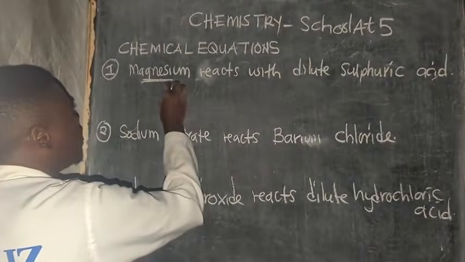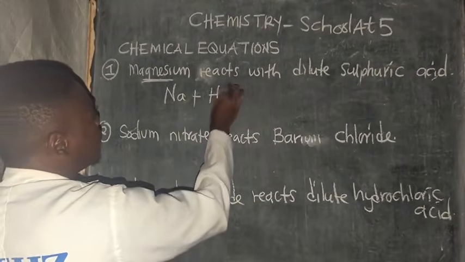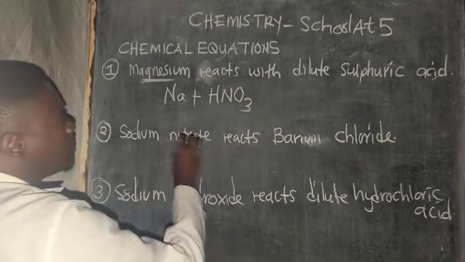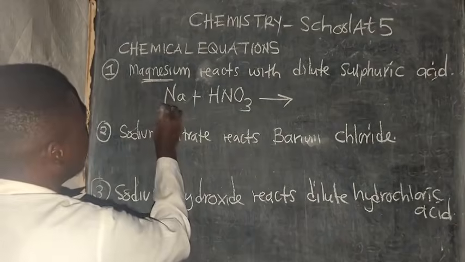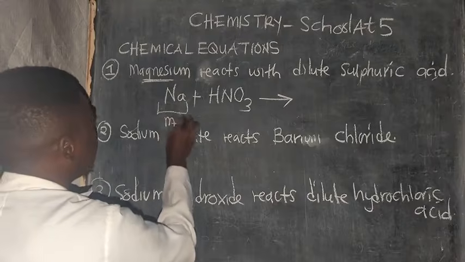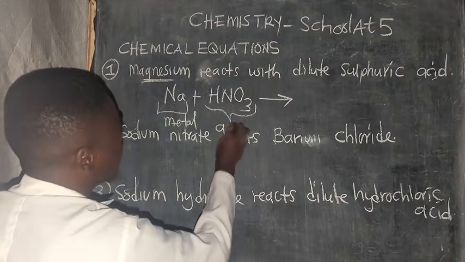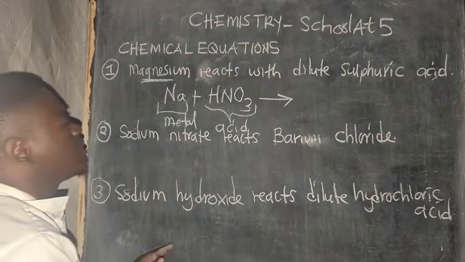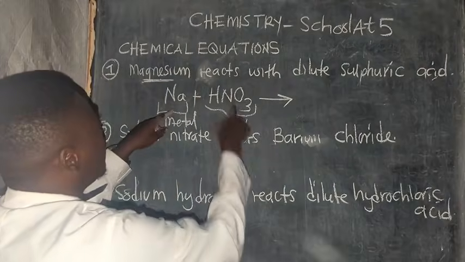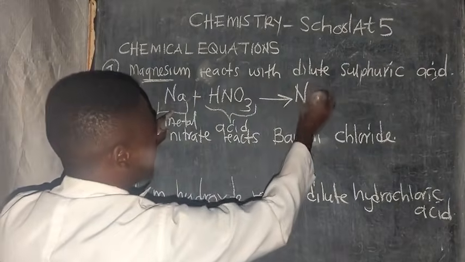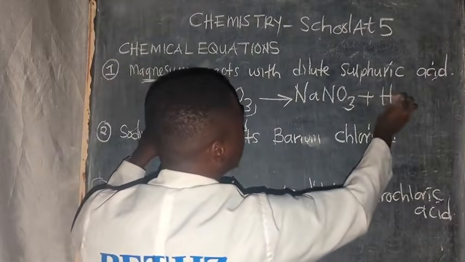You can have an equation where sodium reacts with nitric acid, like this. This is nitric acid. What is produced here? You already know that this is a metal, so when a metal reacts with an acid, what is produced is a salt. What is the name of that salt? Sodium nitrate. How do we write sodium nitrate? Like this. Sodium nitrate, plus what? Hydrogen gas.